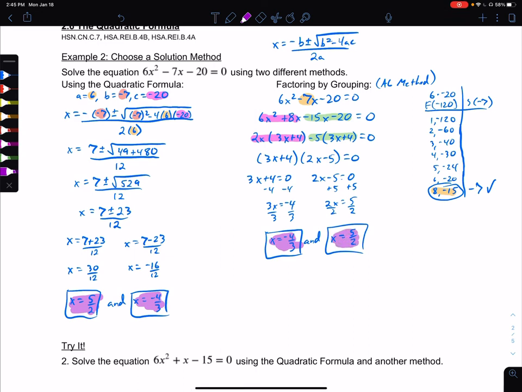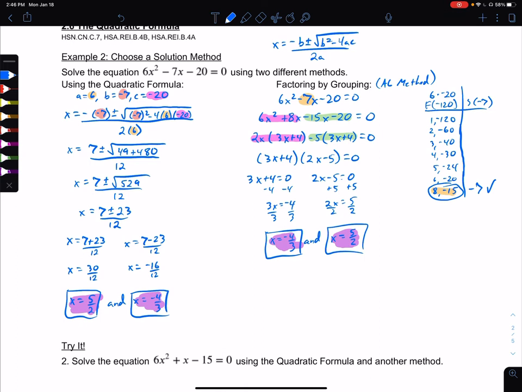The factoring by grouping is a little neater, or sometimes will be less steps and much easier, especially if you have a really simple problem. Maybe you have something like x squared plus 5x plus 6 equals 0, and you can very easily factor this into x plus 2 and x plus 3, and then you can solve that. However, they're not always going to be that easy. I would definitely factor this one over using the quadratic formula. However, the quadratic formula always works. Factoring is only going to work if the problem can be factored. So if you can't factor it, you can't use the factoring method to get your answer.